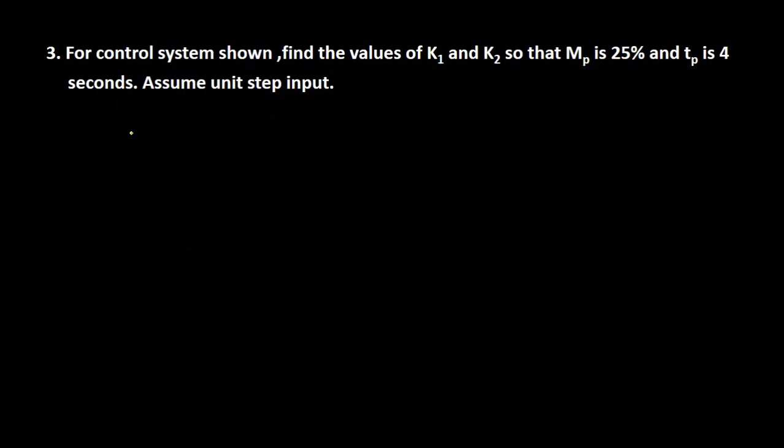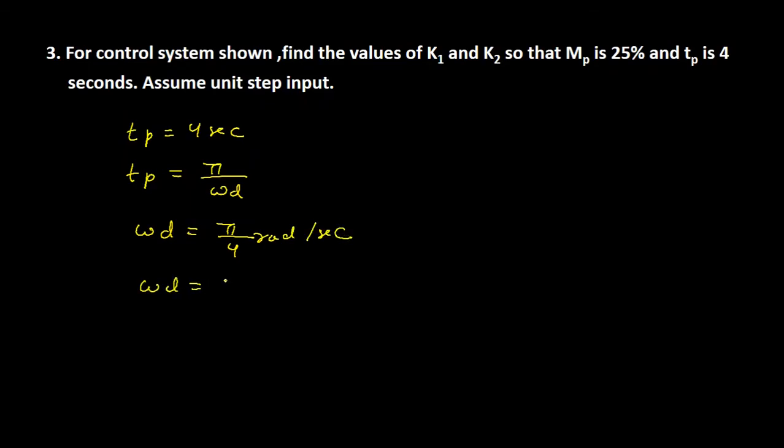Again, it is given in the question the peak time Tp is equal to 4 seconds, and we know the formula of Tp is equal to pi upon omega d, where omega d is called the damped frequency of oscillations. So when we put the value of Tp here, we'll get omega d is equal to pi by 4 radian per second. We know that omega d is equal to omega n into under root 1 minus zeta square. So from this equation we can find the value of omega n, which is equal to omega d divided by under root 1 minus zeta square.